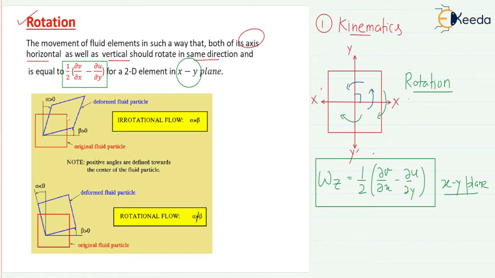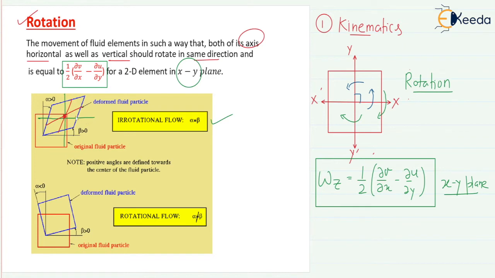Now you can see here irrotational flow. If the two axes are not moving in the same direction, one moving clockwise and the other anti-clockwise, then that is called irrotational flow, and that is called deformation. You can see a deformed fluid particle here. Normally our axis is the vertical axis. Now with this red color I'm drawing the new axes, and this is the intersection point.